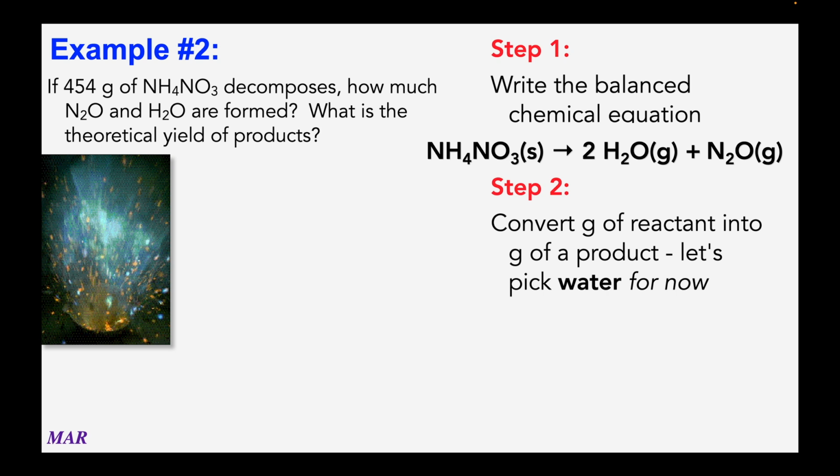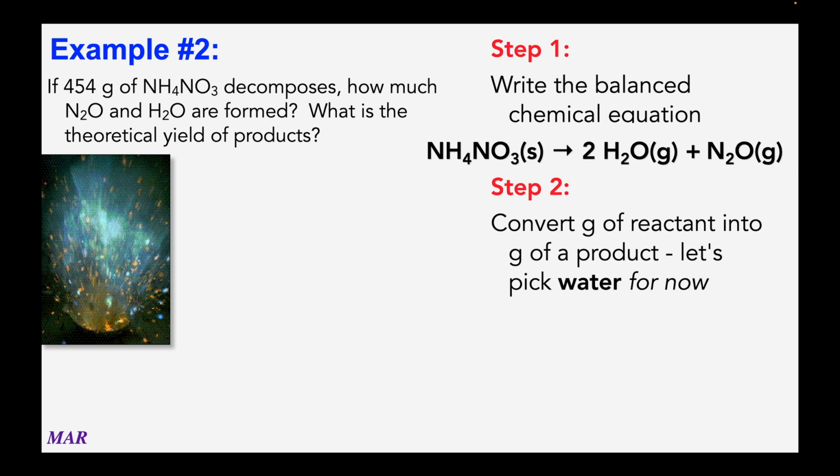Very, very important. The next thing we're going to do, we have to turn the grams of reactant, ammonium nitrate, into grams of product. This is going to be grams, moles, moles, grams. Now you've got 2 choices here. You could do water or N2O, and it honestly doesn't matter. In this example, I'm going to do water first.